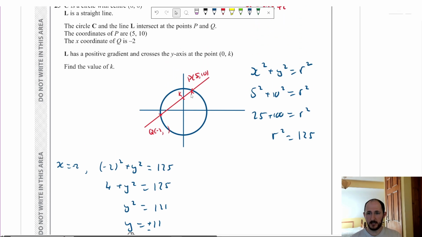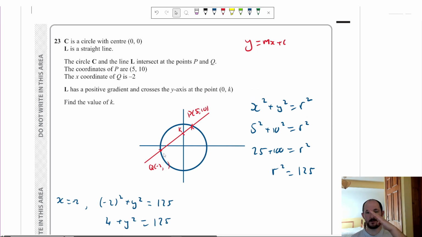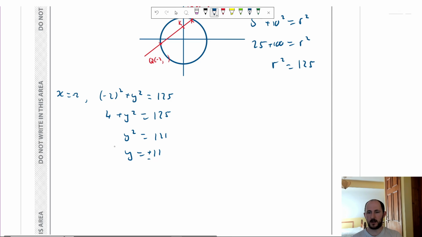Well, logically, because this has a positive gradient, it's going upwards, then the y coordinate must be less than 10. Because if it's going up, then the coordinates on the left, for example, K, is going to be less than 10. This point is going to be less than 10. This point is going to be less than 10. Right? Because it's going up over time. So points on the left of it should have a lower y value. So we're going to say that y is equal to minus 11.